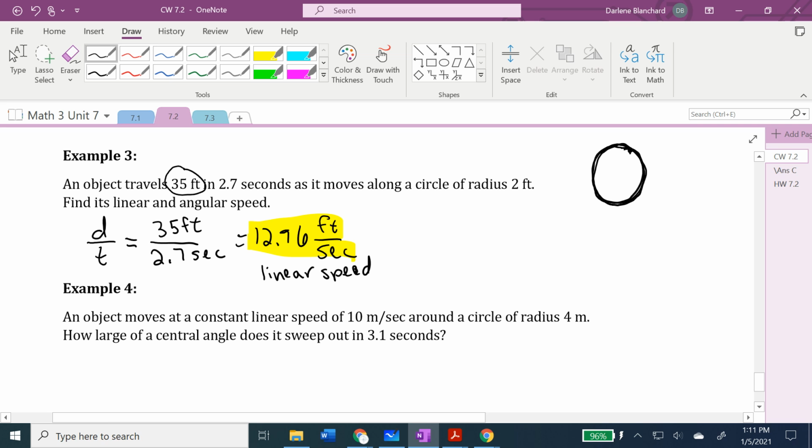The problem wanted me to find the linear speed and the angular speed. Now that I have the linear speed, there's an easy way to go from that to angular speed. Because linear speed, which I was using a v to represent, is equal to the radius of the circle multiplied by the angular speed, omega. I know the linear speed is 12.96. The radius of the circle is 2 feet, and I need to find the angular speed. So I need to divide by 2. Yep. And that will give me my angular speed.